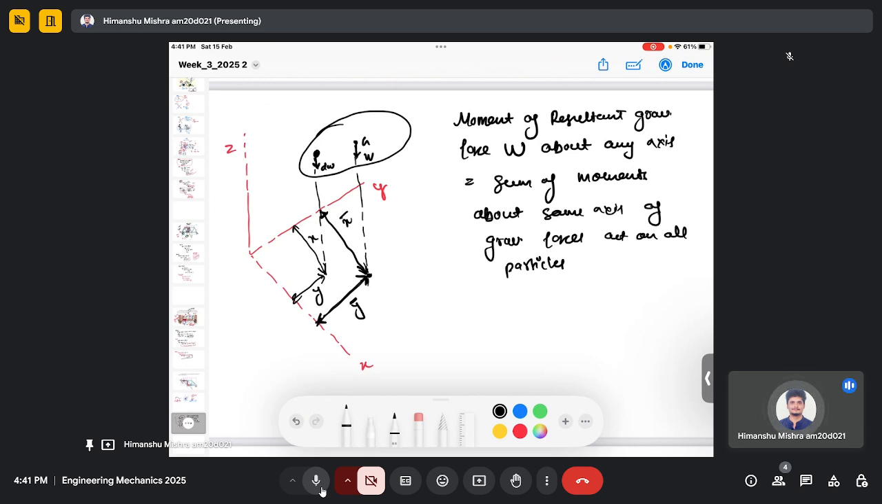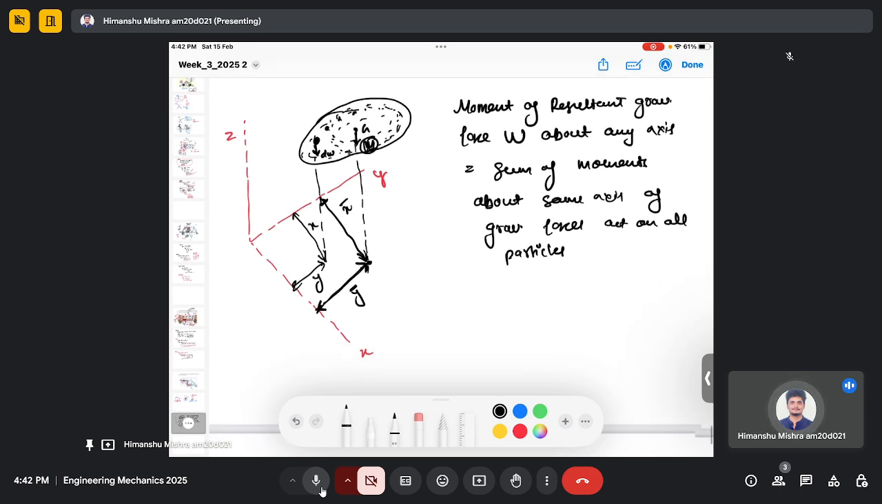So basically we are saying that the moment due to force W about some axis, let's say the y axis, is equal to the sum of all the moments due to the gravitational force carried by each of these particles. So when you calculate the sum of all the moments due to the gravitational force of all the particles about the y-axis, it should equal the moment due to force W about the y-axis.